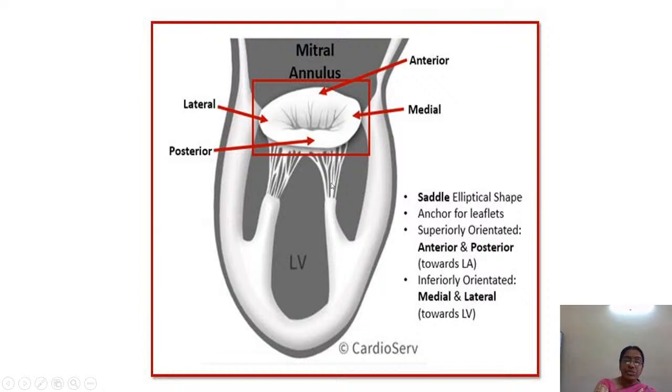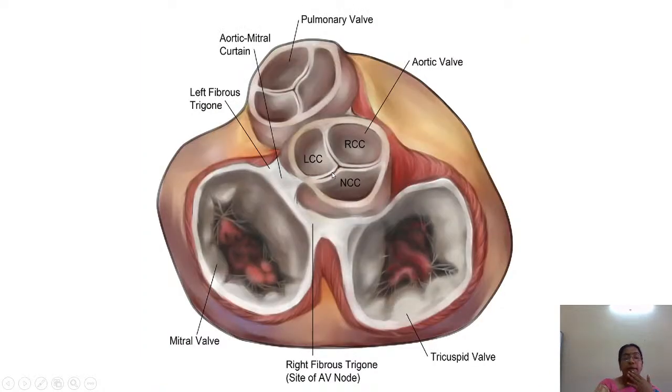From there, what you are seeing extending downwards are thread-like structures. These are called chordae tendineae, which extend and attach to the top of the muscular projections called papillary muscles. So these are the papillary muscles, which anchor the leaflet. These are the chordae tendineae which are present. There are also many types of chordae tendineae.